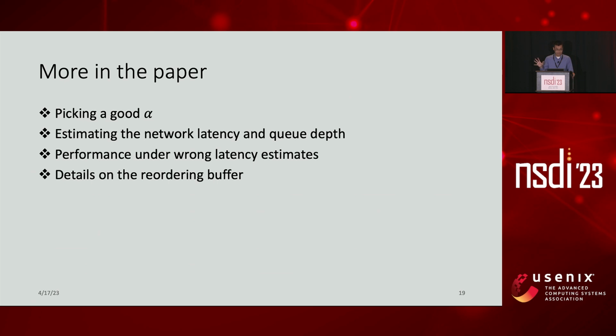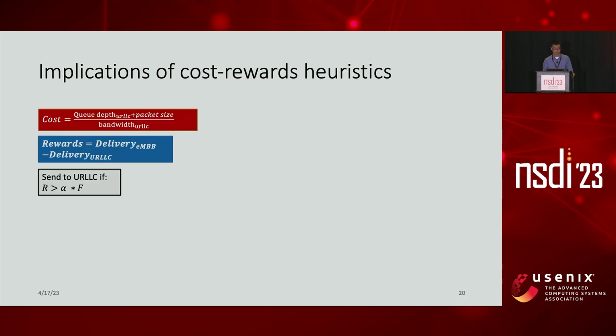There are lots of details in the paper, such as how we pick a good alpha. We decided to choose 0.75 based on the experiments that we did. We detailed it better in the paper. And also how we estimate the network latency and the QDAP, how the performance is affected by wrong latency estimates, and also the details on the reordering buffer.